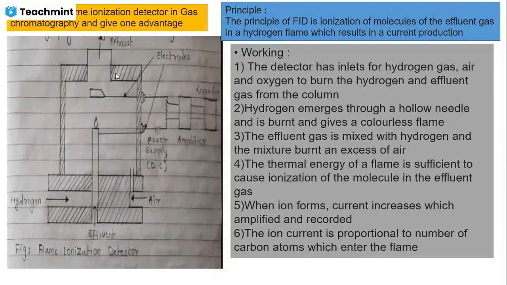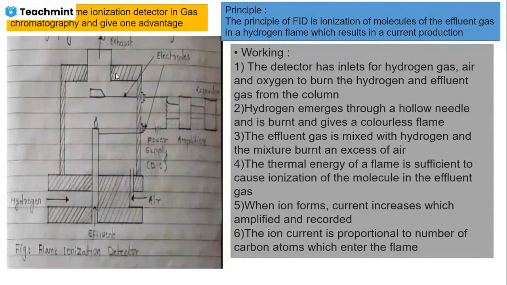Okay, and you know that ionization is related to electrons, and it will ultimately give you current production. This is the ionic current, not the electronic current. Are you getting that point? Why is it ionic current? Because whatever the molecule or sample is there, it is going to convert into its own ion, which may be a cation or an anion.